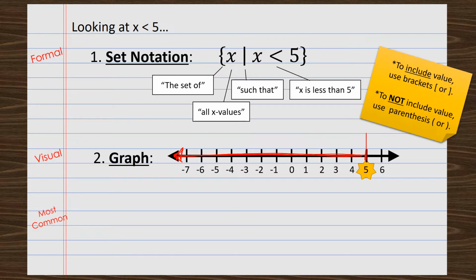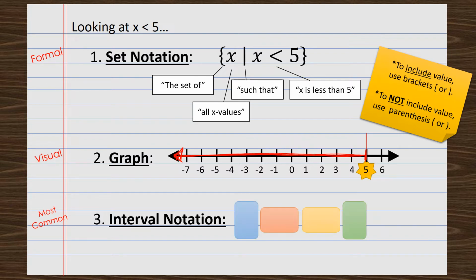Again, graphing is the visual representation. Next, we're going to talk about interval notation. Interval notation is made up of 4 different parts, and it takes on this form. Now, the boxes on the end, the blue and the green, are either going to be parentheses or brackets, and the values in the middle determine the smallest and the largest values of the solution set.